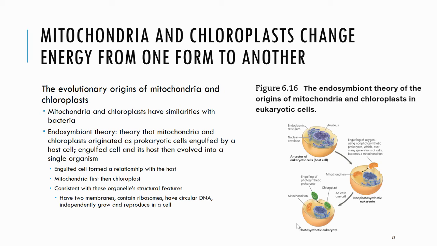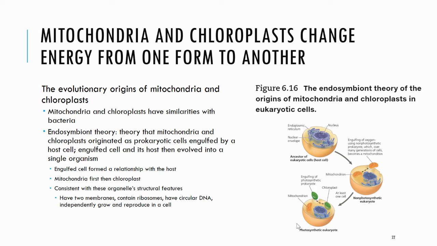So mitochondria and chloroplasts have similarities with bacteria. And this theory tells us that mitochondria and chloroplasts originated as prokaryotic cells, were engulfed by a host cell. The engulfed cell and its host then evolved into a single organism. So we know that the mitochondria came first because plants and animals have that, and then the chloroplast later.